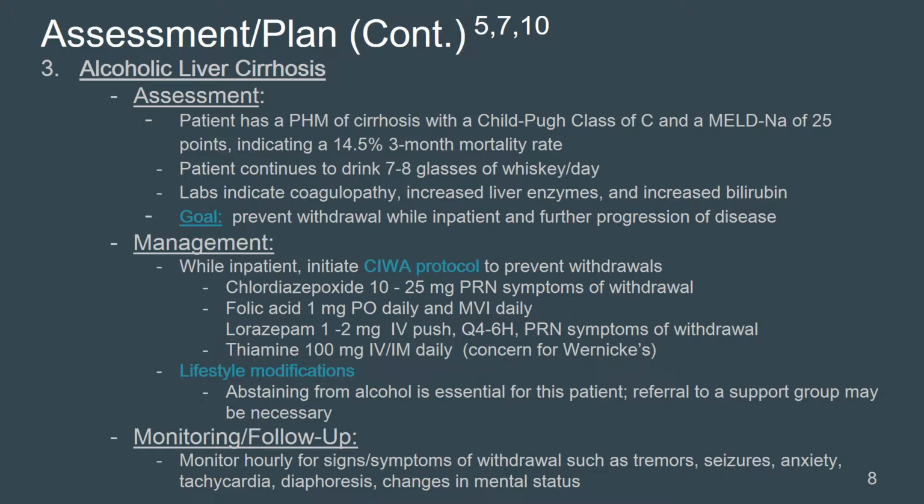The next problem on the list is alcoholic liver cirrhosis, and while we have it as number 3 during this acute stage, it's really important to get this under control because it is fueling the rest of his problems.